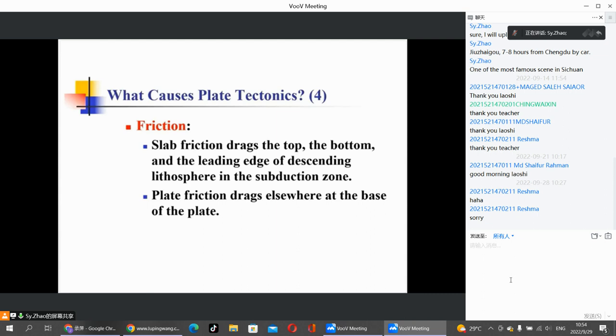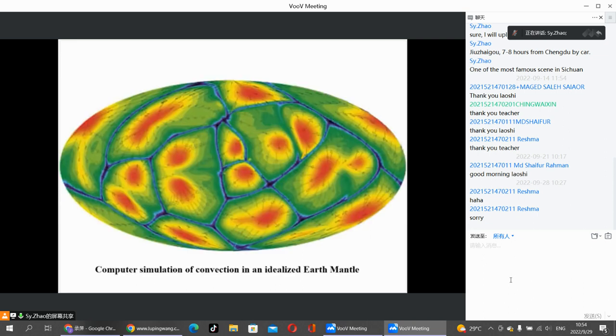These two factors in the friction could cause the plate tectonics. And this is a result of computer simulation of convection in an idealized Earth mantle. If you have interest, you can also find some papers about the computer simulation of convection on the internet.